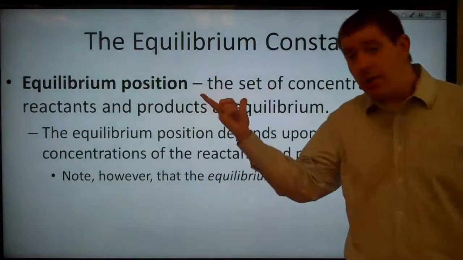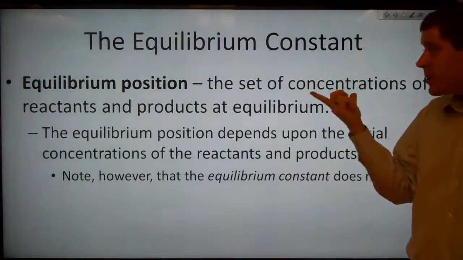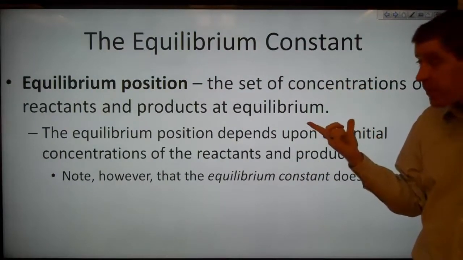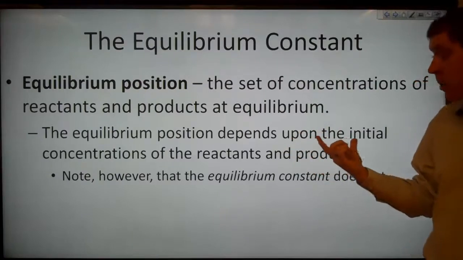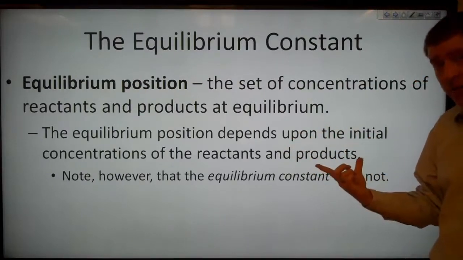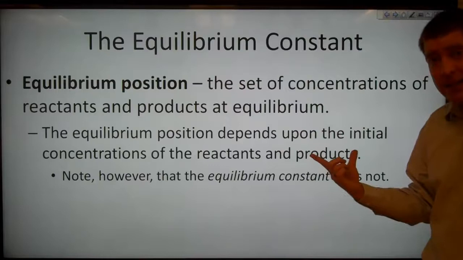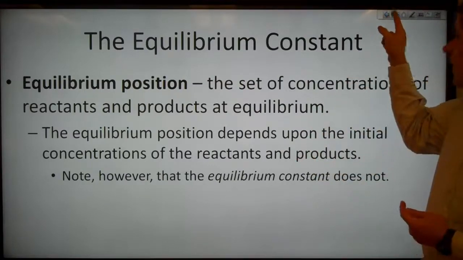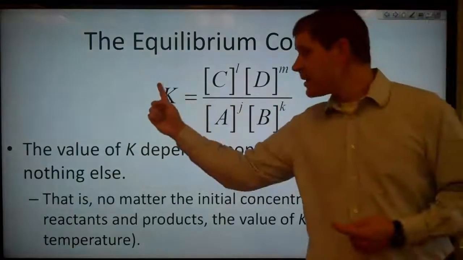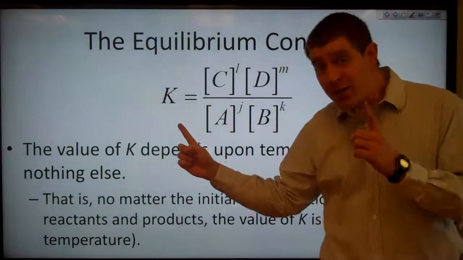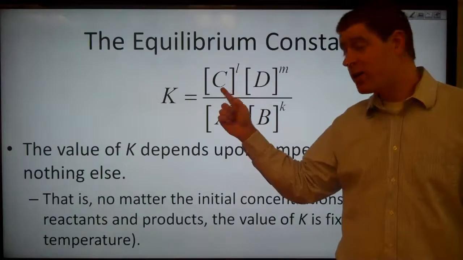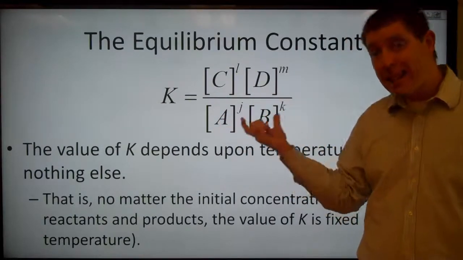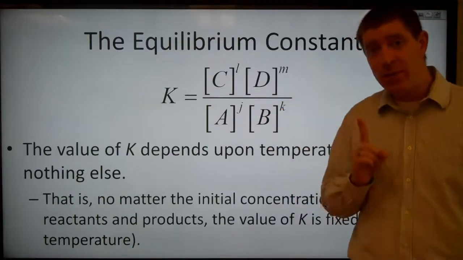So now let's talk about equilibrium position. Equilibrium position is the set of concentrations of reactants and products at equilibrium. So the equilibrium position depends upon the initial concentrations of the reactants and products. But remember we said the equilibrium constant did not. Now that's because the equilibrium constant is, let me go back here, this guy. The equilibrium position is the values that we're plugging in inside these brackets. Right? The set of those four numbers, that's the equilibrium position.